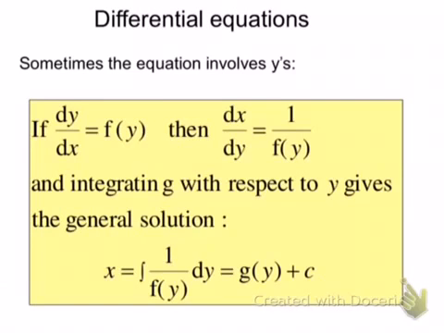Sometimes the equation involves y's. So if dy by dx equals f of y, then we can say dx by dy equals 1 over f of y. And integrating with respect to y gives us the general solution. x equals the integral of 1 over f of y dy, which is g of y plus a constant c.